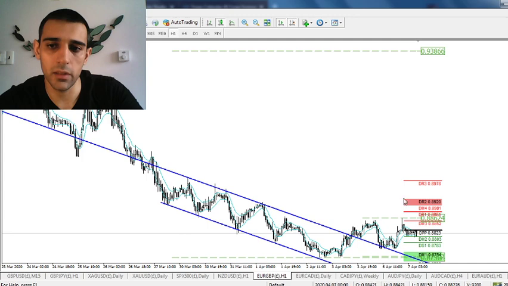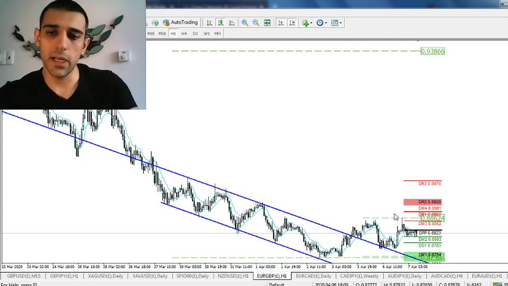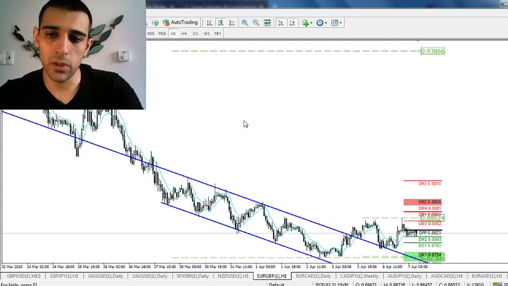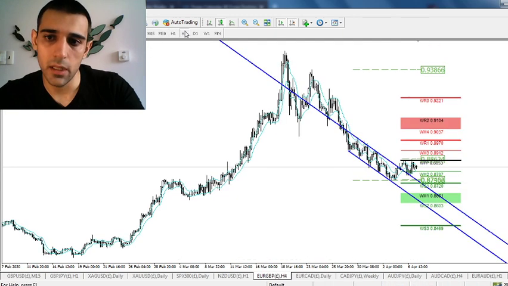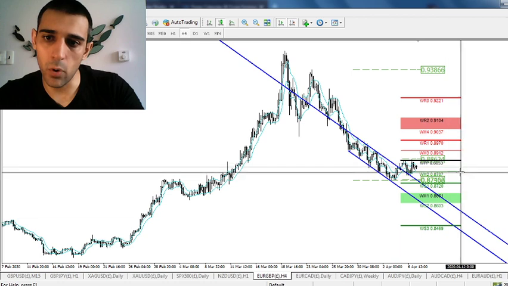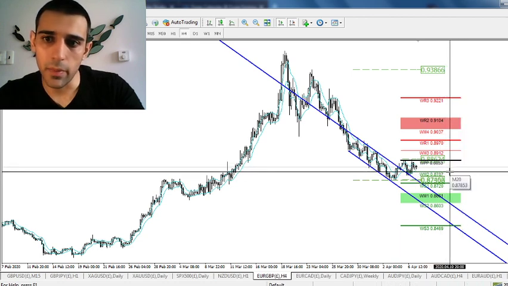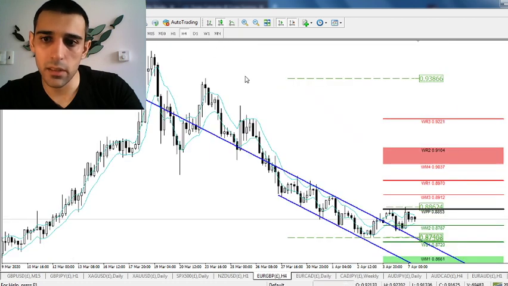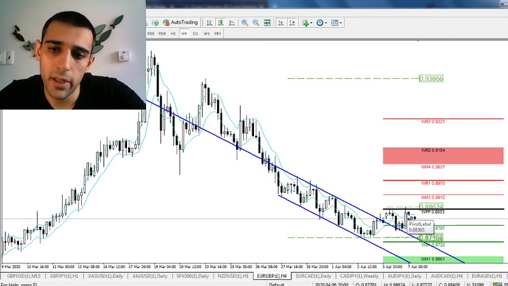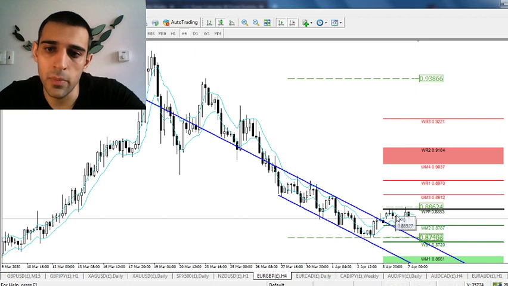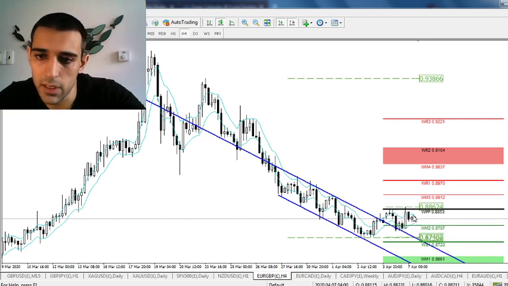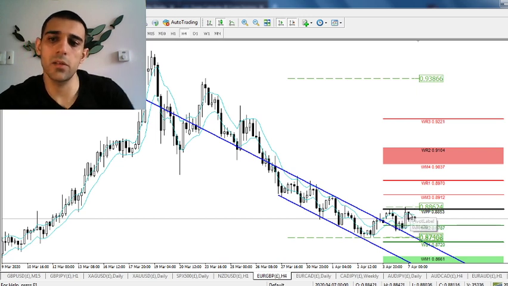Then I will be looking to the long side, at least for the short term. But if the price continues to fall, I do want to see a bit more of these. Let's go closer, because we had this nice 4-hourly bullish candle here, and it had this effect when it tested this weekly pivot.